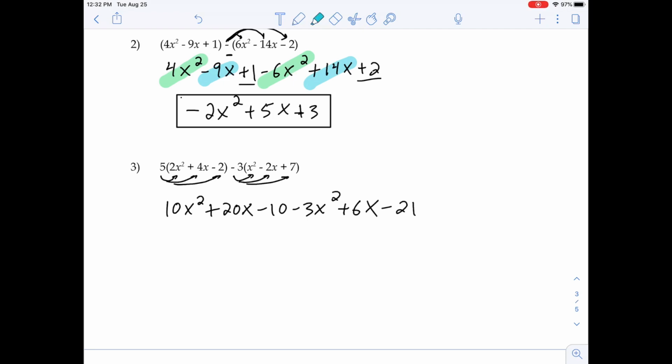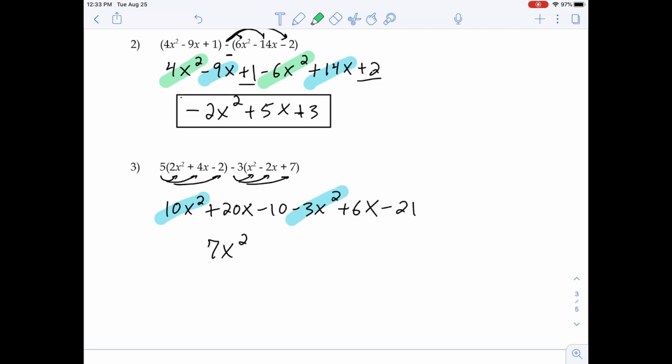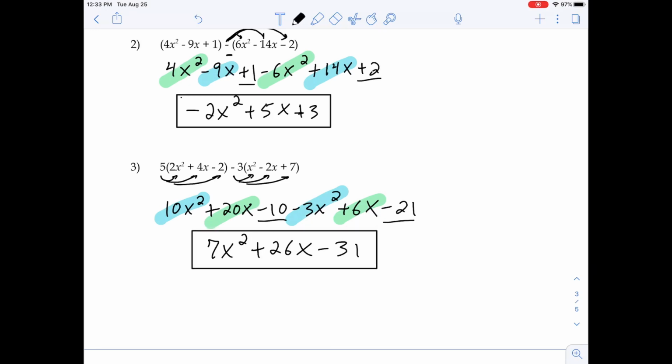So now I'm ready to go ahead and combine my like terms. So I got 10x squared, negative 3x squared, and that gives us 7x squared. And then I'm going to change that color. We have 20x and 6x. And that gives me plus 26x. And I have negative 10 and minus 21, which is minus 31. So this is our answer for that subtraction problem.